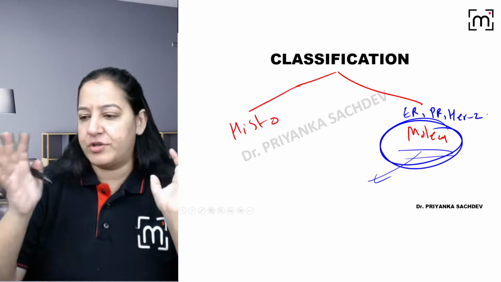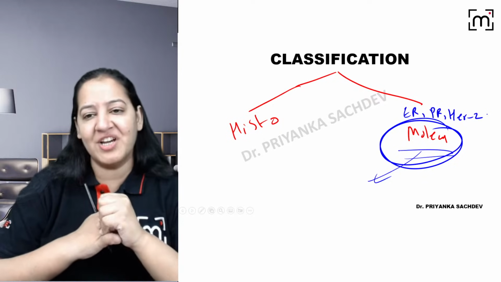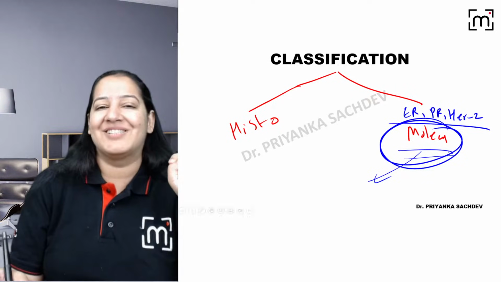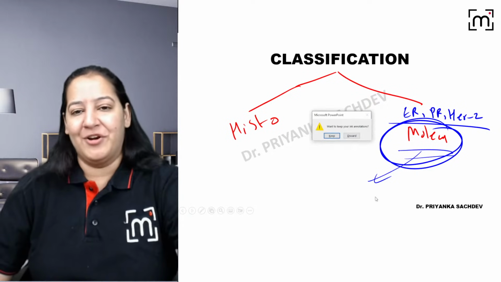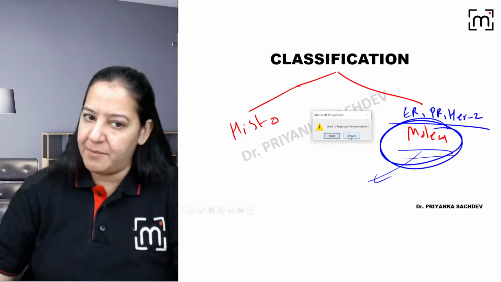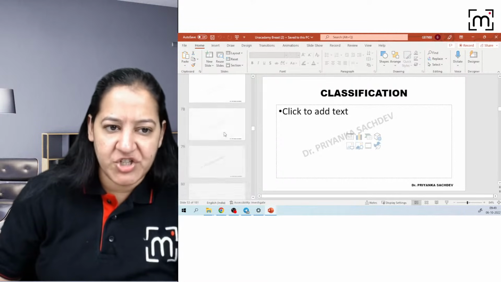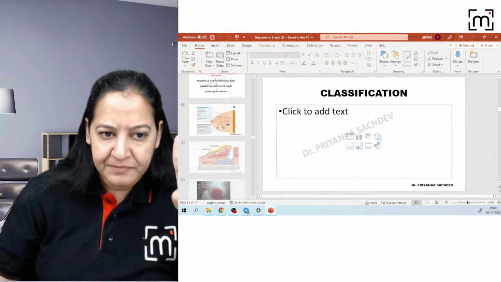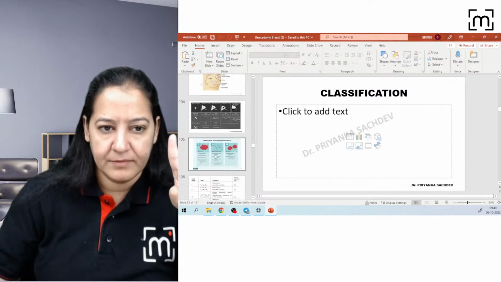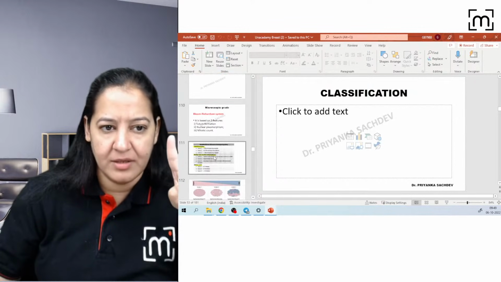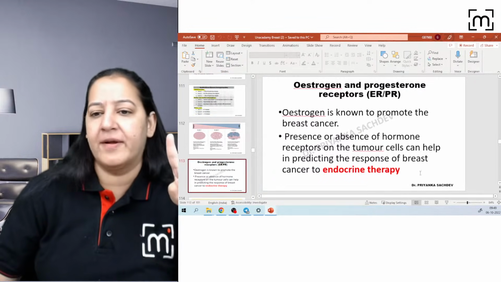So let me teach you both types of classification. You want both classifications, or shall I directly come to the molecular classification? Let me first teach you molecular today. If time allows, I will come to histopathological classification also. So let me come to the molecular classification first. Give me 1 minute to jump on the molecular classification. So here I am, the molecular classification.